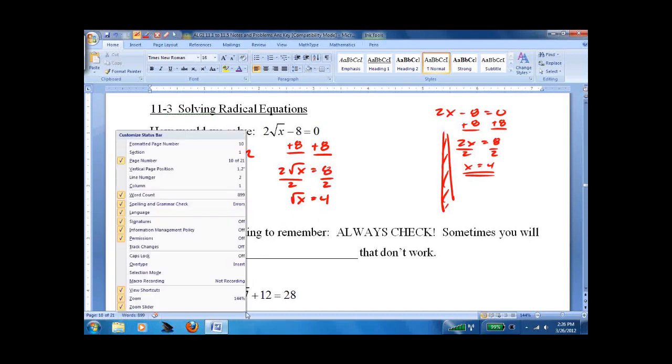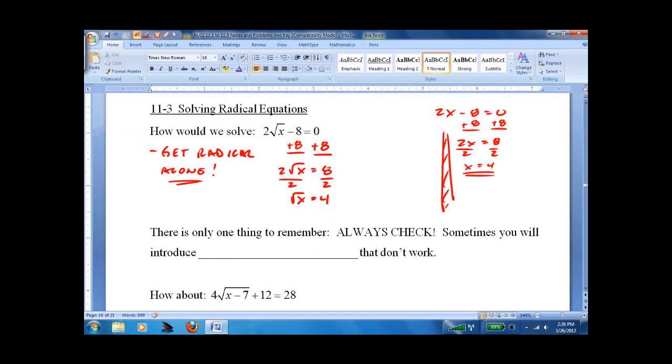Now, how do we get rid of a square root? Square both sides. The last unit, we did the opposite thing. We had a square, and we took the square root. Now we're doing this. That's it. We're pretty much done. Put in 16. Square root of 16 is 4. 2 times 4 is 8. 8 minus 8 equals 0.